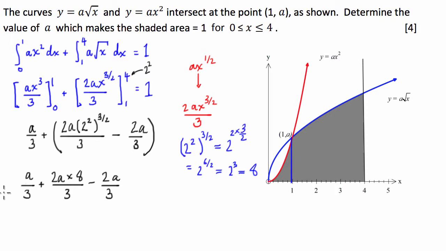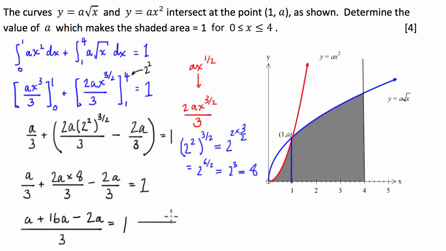So then what I'm going to do is finally, and this has all got to equal 1. So what we're going to do is evaluate 2a times 8, or 16a. So we have a plus 16a minus 2a, all divided by 3 equals 1.